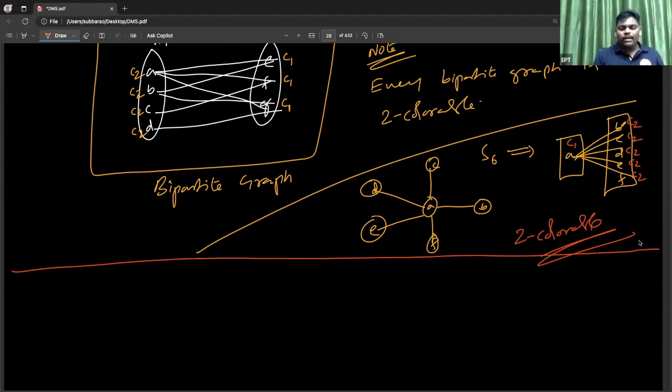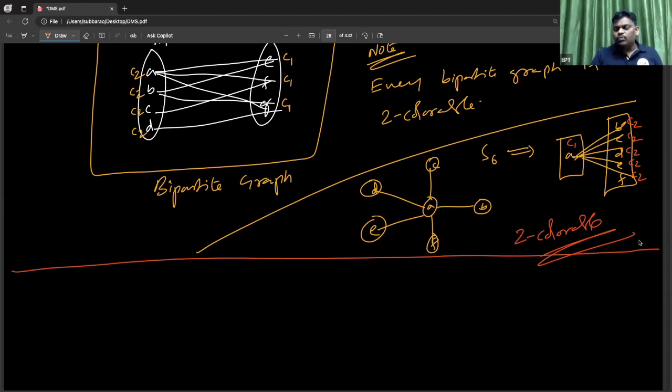Yes, you can give. So what do you want to say? Maximum 2 colors are enough. He is given a boundary. Can I say like this one? Every star graph is 2 colorable. You can give any number of colors, no problem. But can I conclude like this one?